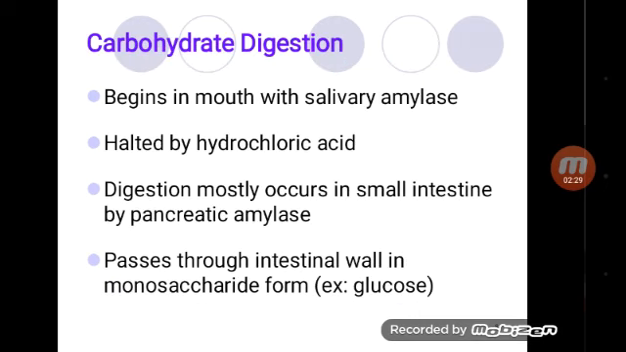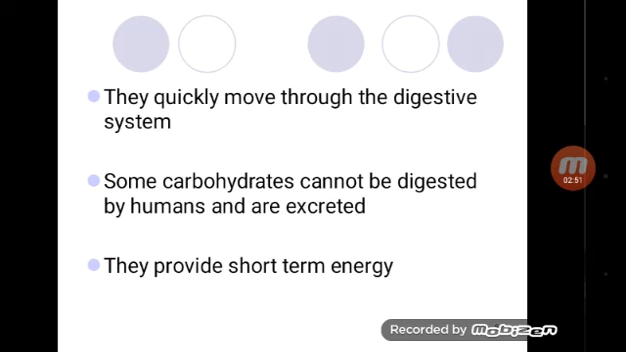Coming to carbohydrate digestion, it begins in mouth with salivary amylase. It is stopped or halted by hydrochloric acid. Digestion mostly occurs in small intestine by pancreatic amylase. It passes through intestinal wall in monosaccharide form, for example, glucose. They quickly move through. Some carbohydrate forms cannot be digested by humans and hence are excreted.